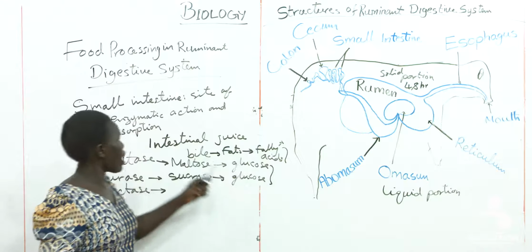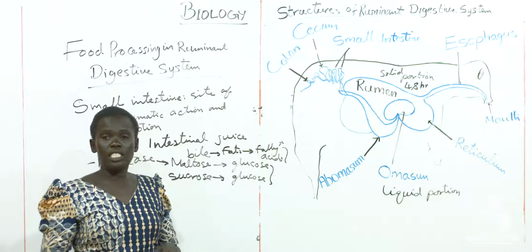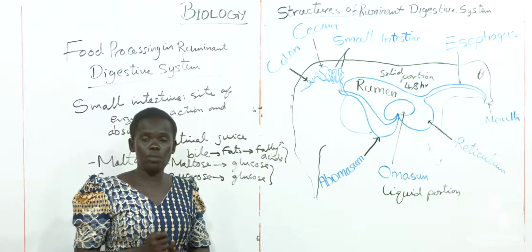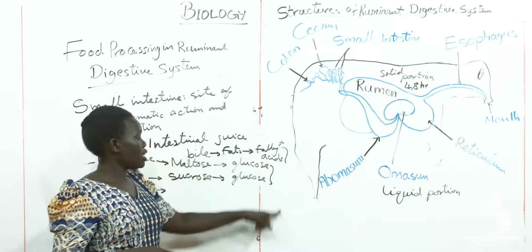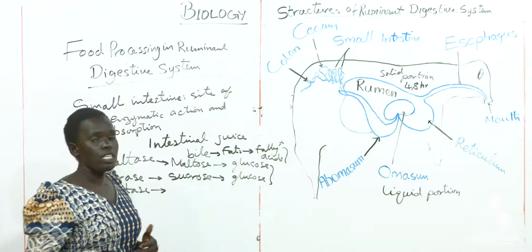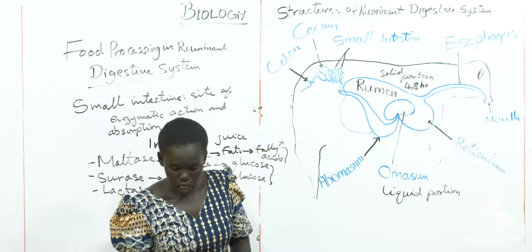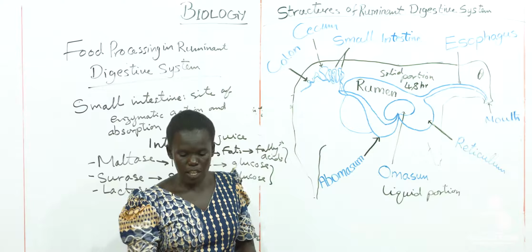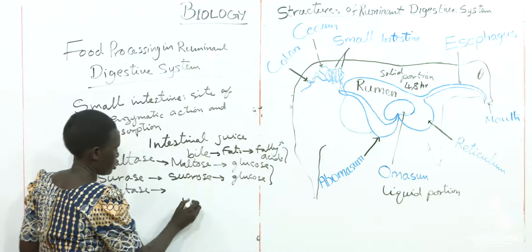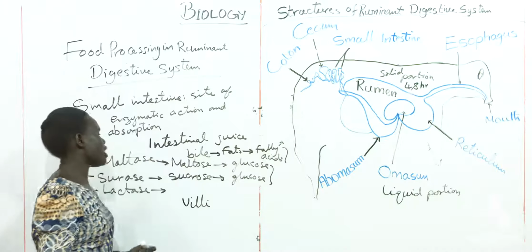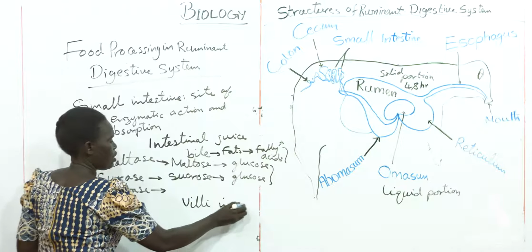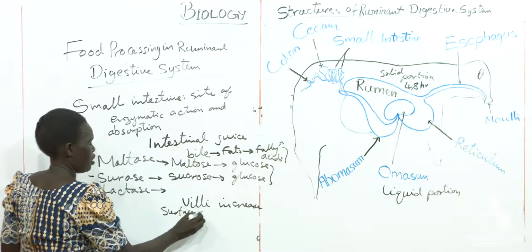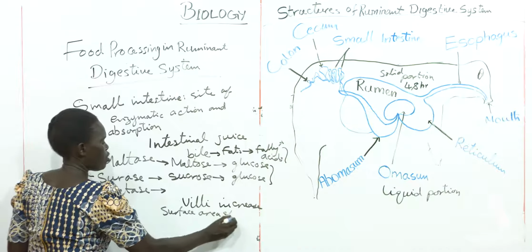And this takes place where? In the small intestine, which is the site where most of the absorption takes place. That means all this can now be absorbed by the small intestine. And we know very well the small intestine is well equipped with villi. These increase the surface area of absorption.